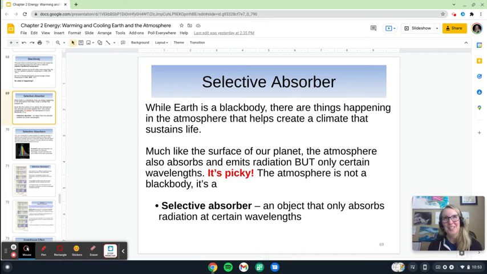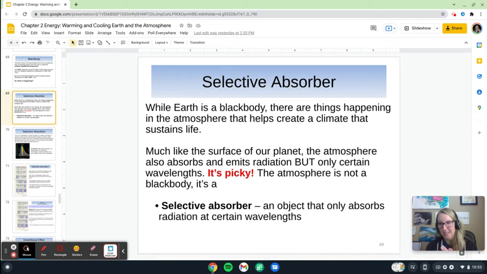Because if we were at 0 degrees Fahrenheit, there wouldn't be plants for us to eat. Animals wouldn't survive. We wouldn't survive. It'd be really bad. So, much like the surface of our planet, the atmosphere also absorbs and emits radiation, but only at certain wavelengths. The atmosphere is not a black body. Remember, a black body absorbs whatever radiation comes at it, no matter the wavelength, and emits it back out. And then it has an equilibrium temperature.